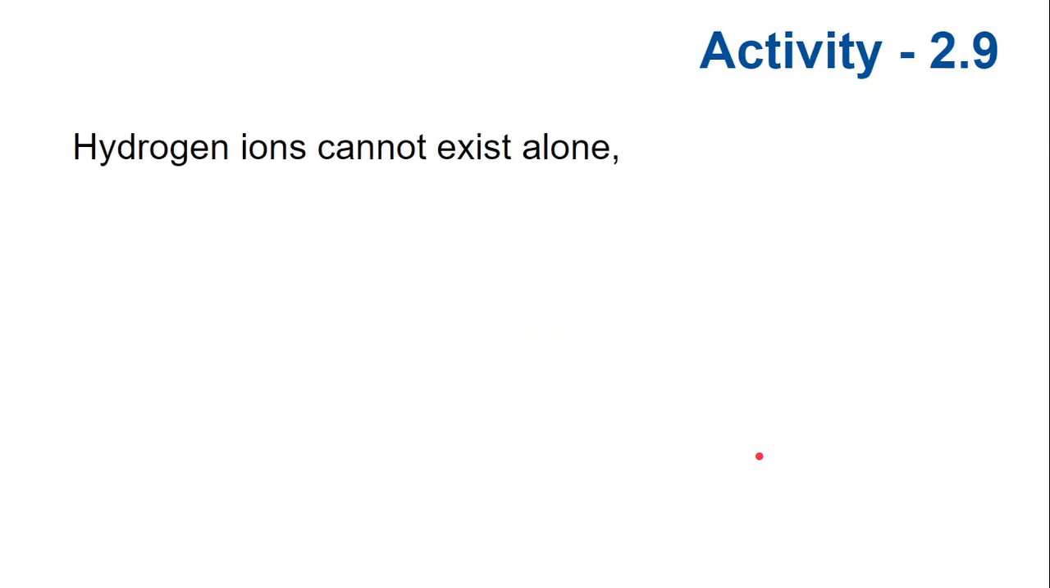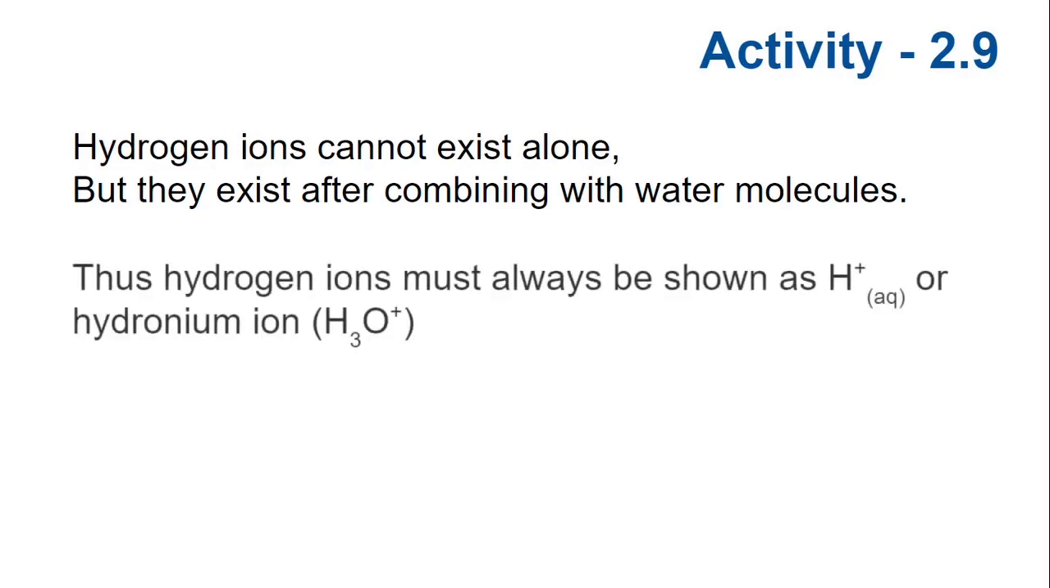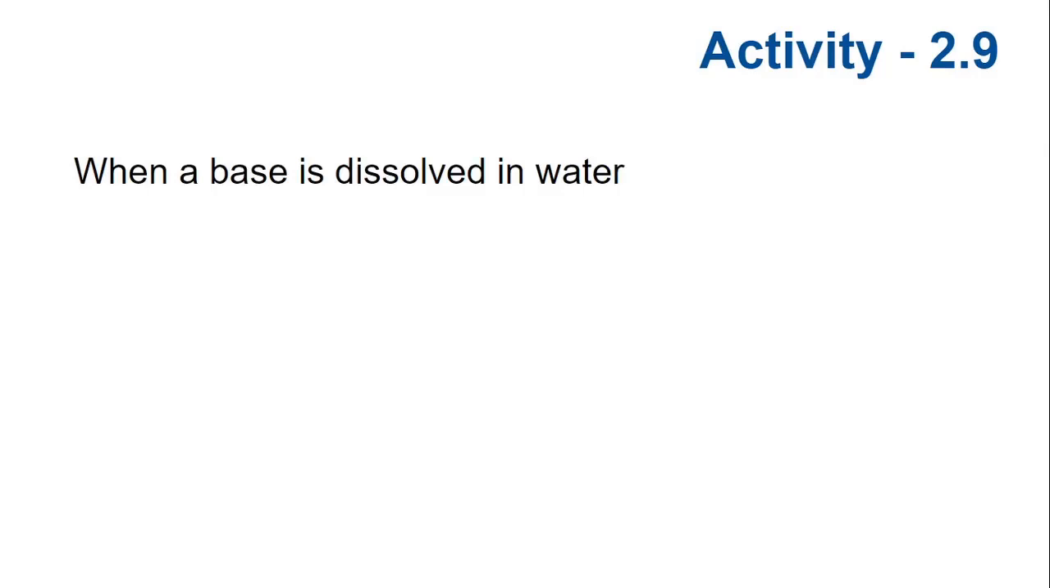Hydrogen ions cannot exist alone, but they exist after combining with water molecules. Thus, hydrogen ions must always be shown as H+ or hydronium ion H3O+. Therefore, H+ + H2O gives H3O+. We have seen that acids give H3O+ or H+ ion in water. Let us see what happens when a base is dissolved in water.